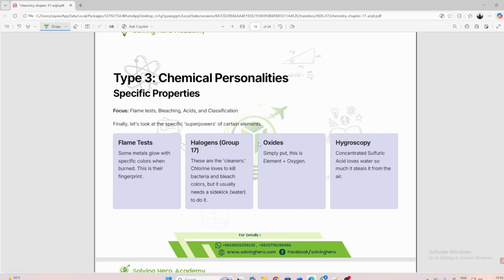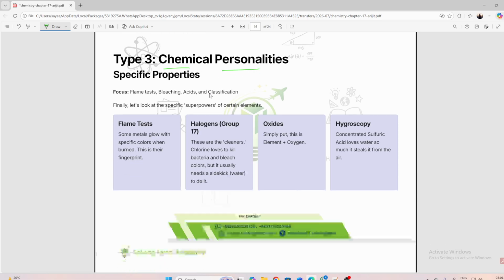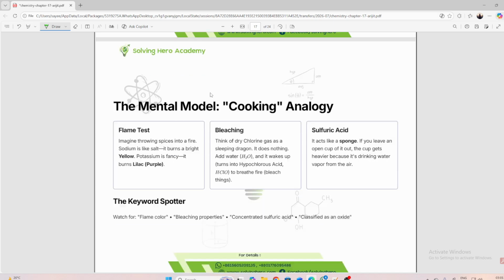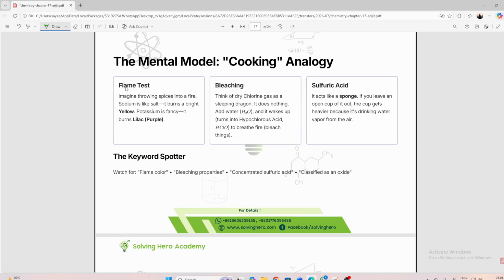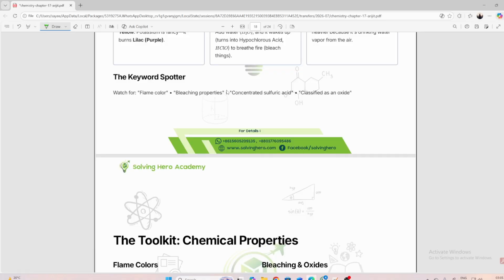So now the chemical properties of specific elements. We will discuss the flame test in the next class, and the bleaching effect. We will discuss these later.